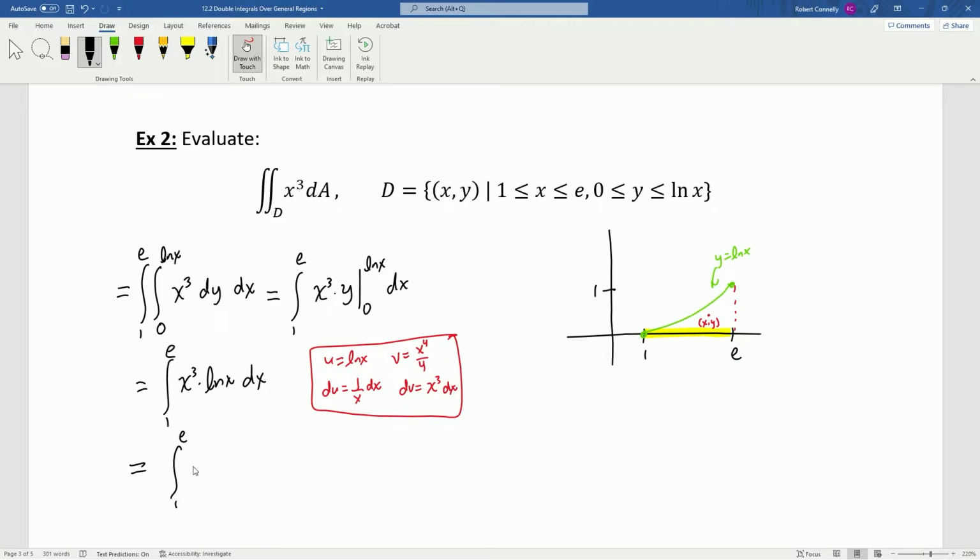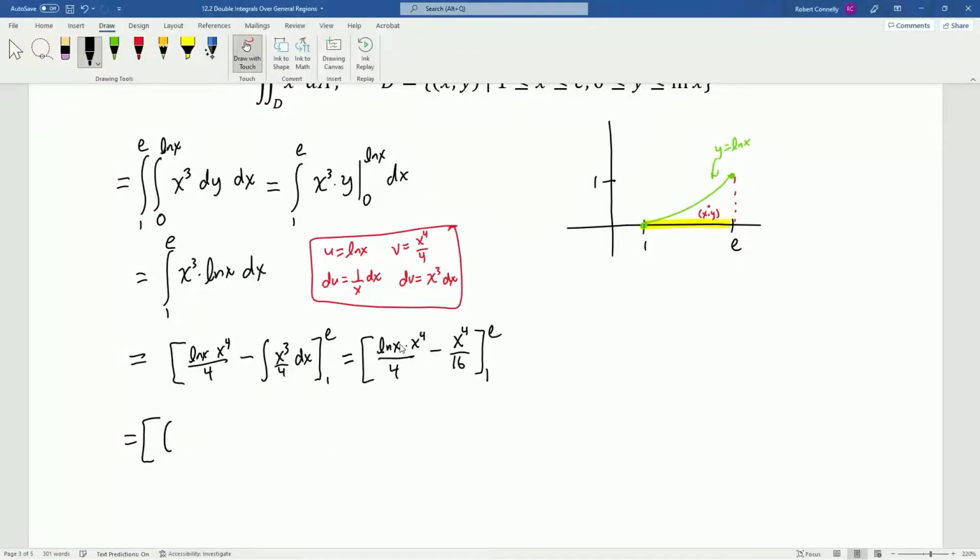So uv gives us ln of x times x to the 4th over 4, minus the integral of v du. That's x to the 4th over 4 divided by x, so that's x cubed over 4. And the whole thing's evaluated from 1 to e. So this is ln of x times x to the 4th over 4 minus x to the 4th over 16, evaluated from 1 to e.